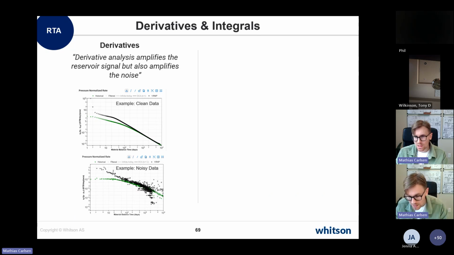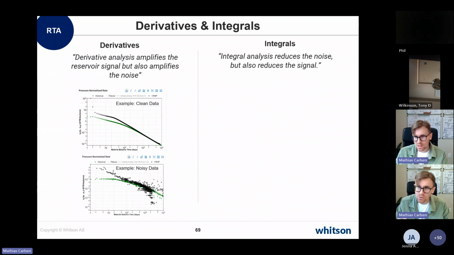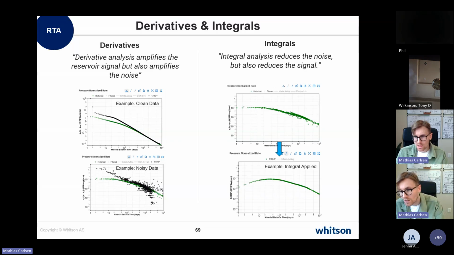The other side of that is, okay, instead of using derivatives, let's use integrals of rate normalized pressure or pressure normalized rate. Okay, and these integrals, they reduce the noise, but on the other side they also reduce the signal. Okay, so derivatives, they're amplifying the signal and they amplify the noise. Integrals, they reduce the noise, and they reduce the signal. So this is the raw data, and this is a case where we just applied the PNR integral right here. Okay, and it will just clean up the data, but you can still use the functionality as is.